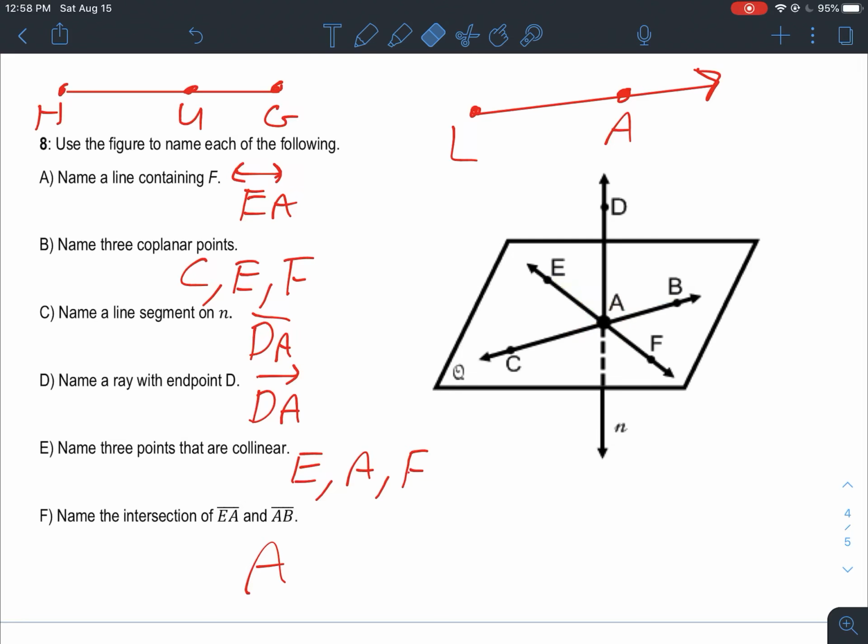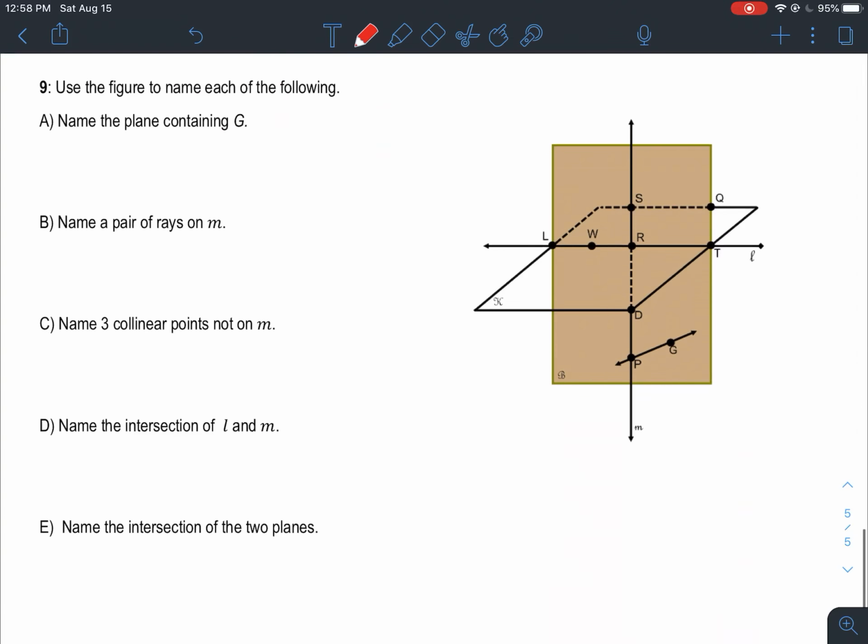So one last time, go ahead and pause the video and please try the last problem, problem number 9. If you get stuck on it, that's okay. Just do your best and come back when you're ready.